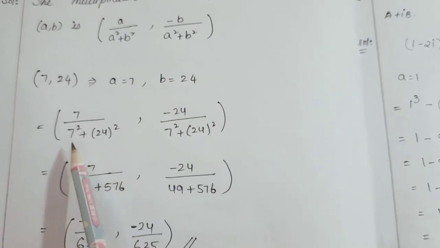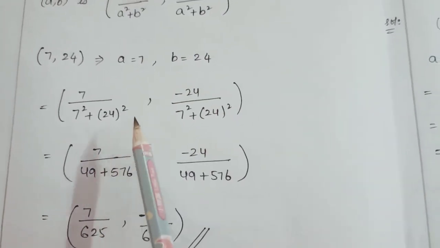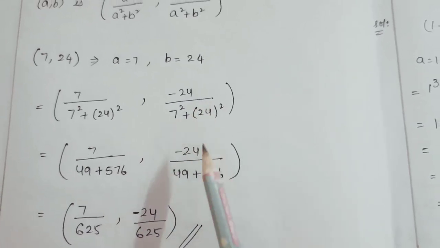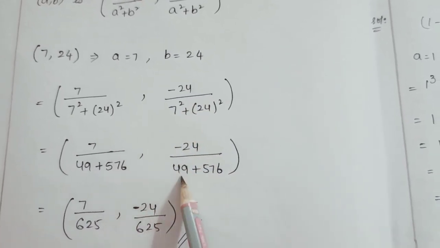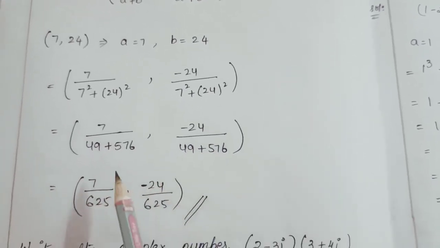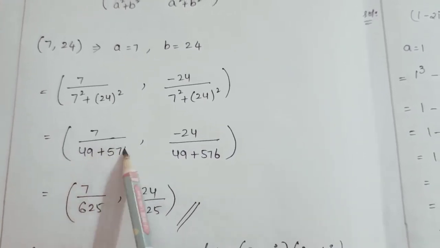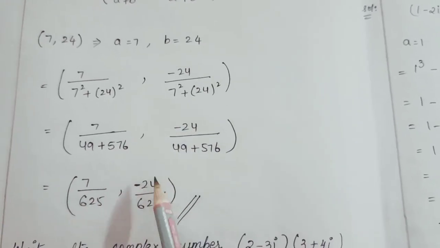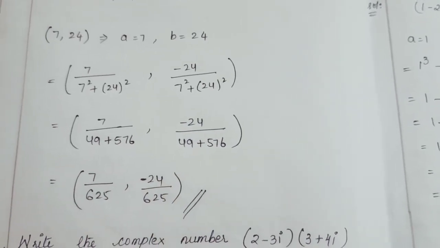7 by 7 square is 49 plus 24 square is 576, minus 24. 7 square is 49, 24 square is 576. The denominator is the same. Adding these two, you will get 7 by 625, minus 24 by 625 is the multiplicative inverse.